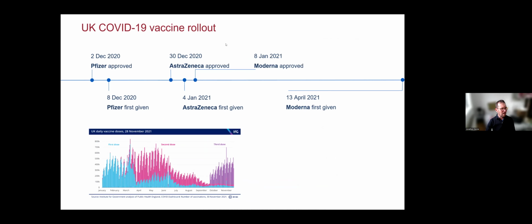So in the UK, the Pfizer vaccine was approved on the 2nd of December 2020, and the first Pfizer vaccine was administered on the 8th of December. The AstraZeneca vaccine was approved on the 30th of December, and the first AstraZeneca vaccination was on the 4th of January. And the Moderna, the second mRNA vaccine, was approved on the 8th of January and first delivered on the 13th of April 2021. And here's a chart of the UK's daily vaccine doses, first doses in blue, second doses in red, and third doses from October 21 in purple.